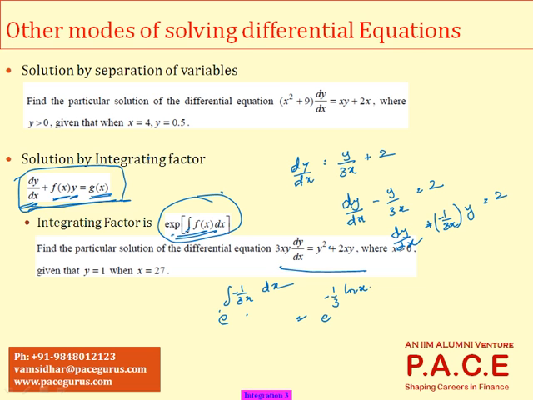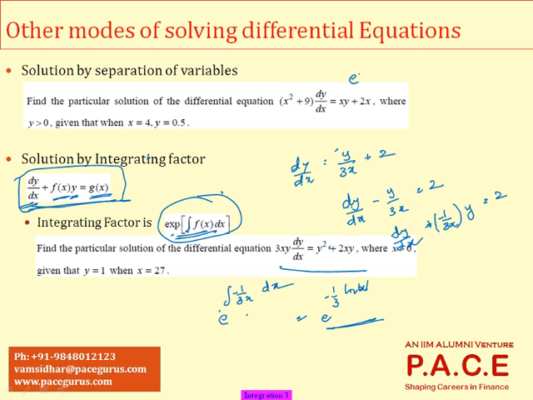Right? The integral of 1 by x is log x, or probably log mod x plus c. So this is the integrating function. Now what I'll do is multiply the left hand side as well as the right hand side with e power minus 1 by 3 log x.